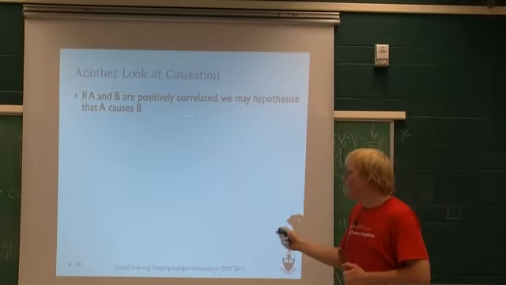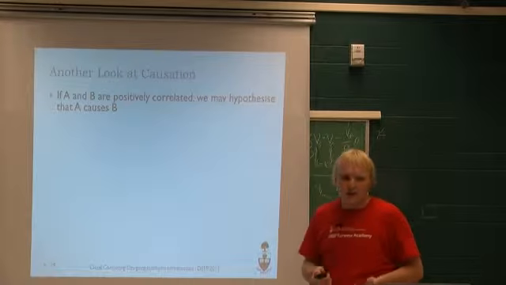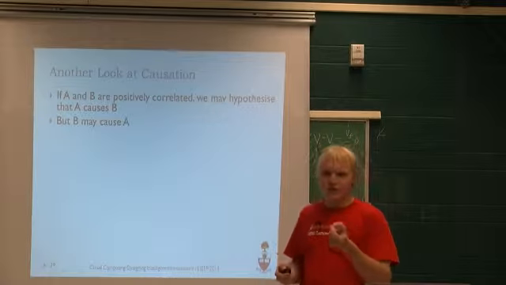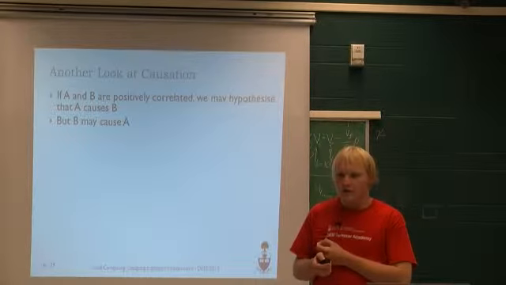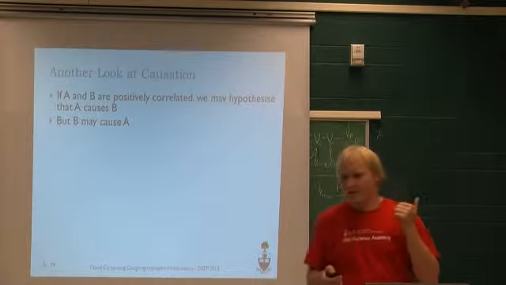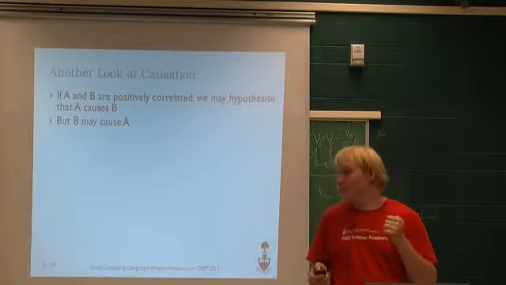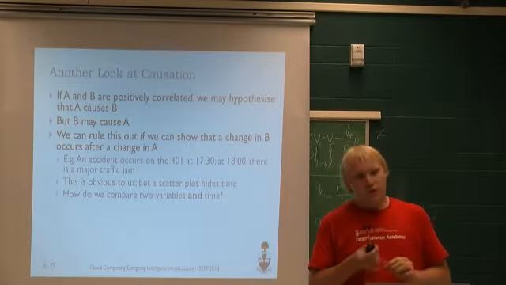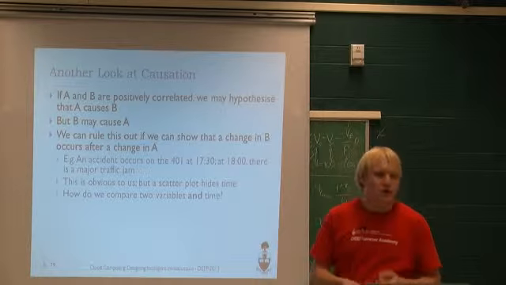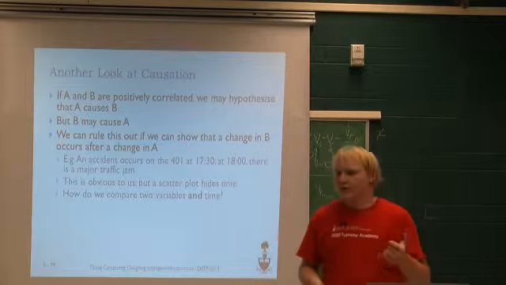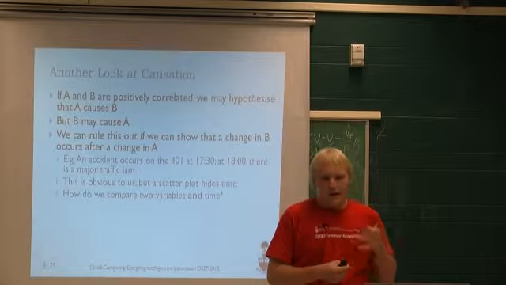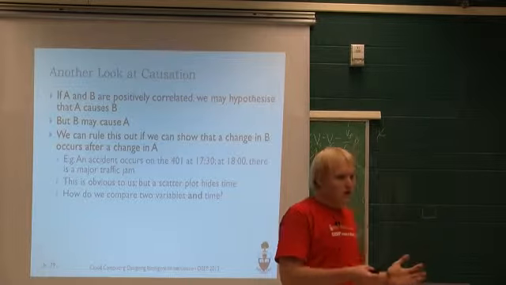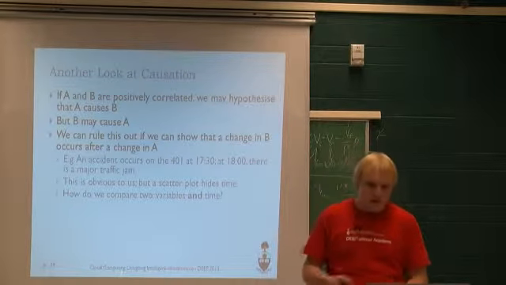If two variables A and B are positively correlated, we may hypothesize that A causes B. And as we know, B may cause A. What type of relationship would that be? In terms of causal or common cause or... Pardon? Yeah, I heard it somewhere, reverse cause and effect. We can rule this out if we can show that a change in B occurs after a change in A. For instance, if an accident occurs on the 401 at 5:30 and at 6 there's a major traffic jam, it seems obvious to us that the traffic jam didn't cause the accident.